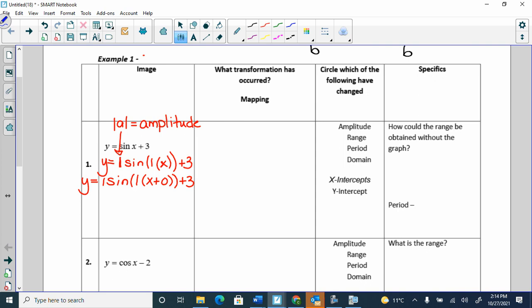Do we have a vertical stretch? No. Do we have a horizontal stretch? No. Do we have a horizontal translation, which is actually called the horizontal phase shift in trig? No. Do we have a vertical? Yes. So we have a vertical displacement, is what it's called in trig. Don't ask me why. It just is. 3 what? Units up.